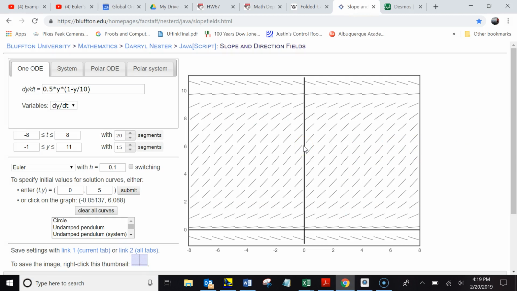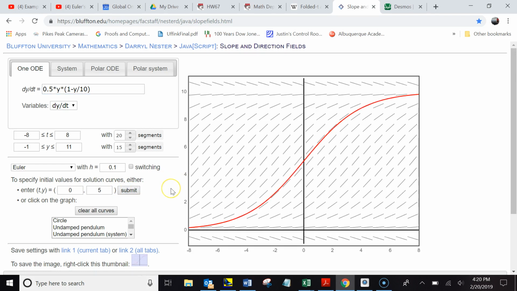We don't want to do this one by hand. You could, but here's the slope field. I've chosen k to be 0.5 and m to be 10, and I'm graphing mainly between 0 and 10. You can see that the slope field makes sense outside of that, but we're not going to focus on that. I'm going to put in t equals 0 and y equals 5, halfway between 0 and the carrying capacity, and have it plot an integral curve.